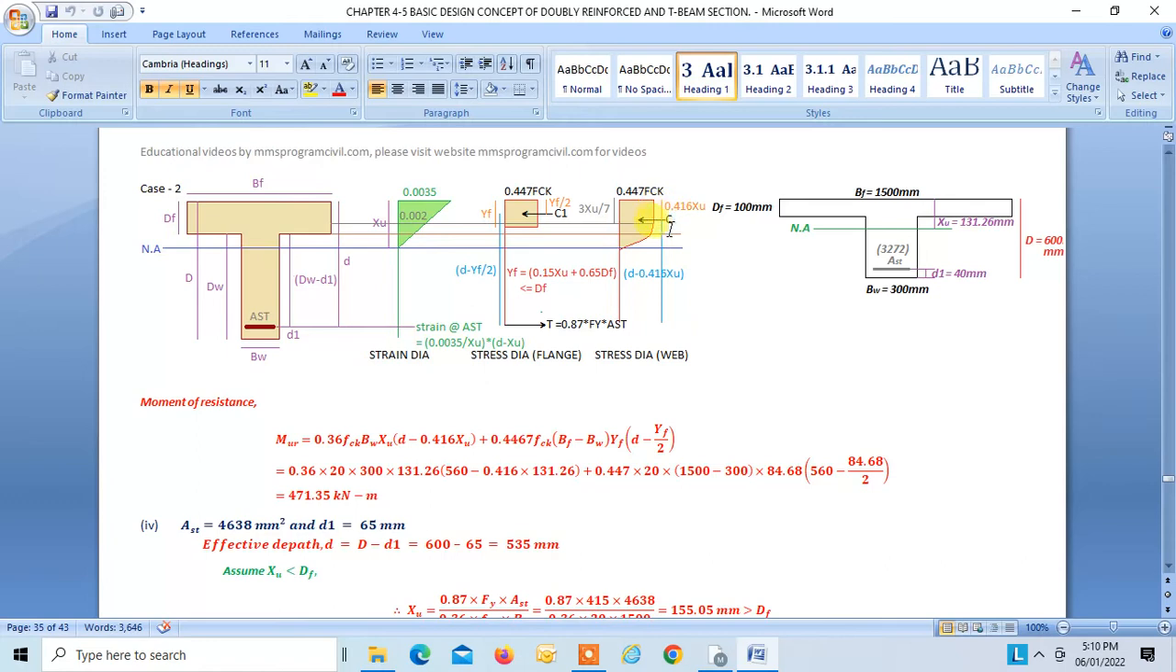Simple, C into lever arm, C1 into lever arm, right? So everything is known to us. This is for C, this is lever arm, this is for C1, this is lever arm. So you get moment of resistance equal to 471.35 kilonewton meter, right?